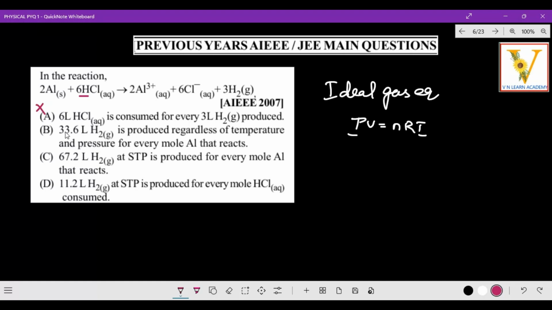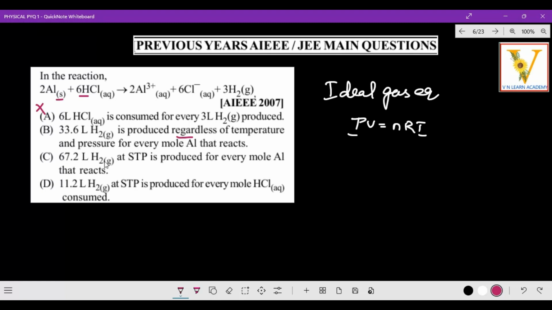Next option: 33.6 liter of hydrogen is produced regardless of temperature and pressure for every mole of aluminium that reacts. Here also you see, 2 moles of aluminium can produce 3 moles of hydrogen gas. They are asking about that gas and have given the volume. Gas means we can go for 22.4 liter, right? But for a solid, how is it possible? Here, regardless of temperature and pressure, they did not mention any specific volume, so we cannot bring it.